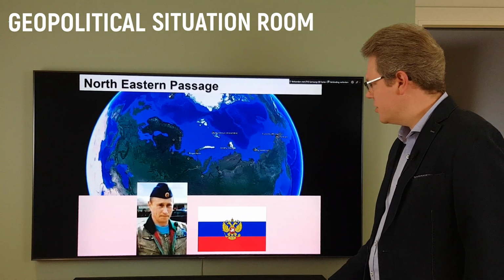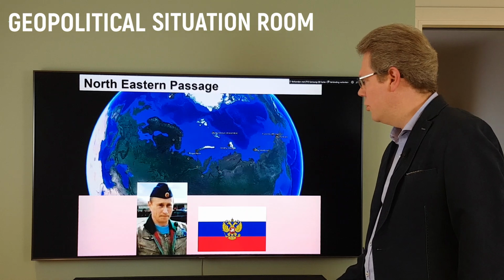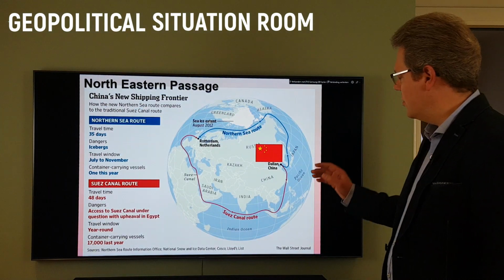They are probably thinking that over the coming decades, there will be military conflict over this area. And this area is, of course, important because there's also a northeastern passage. This is the northeastern passage.